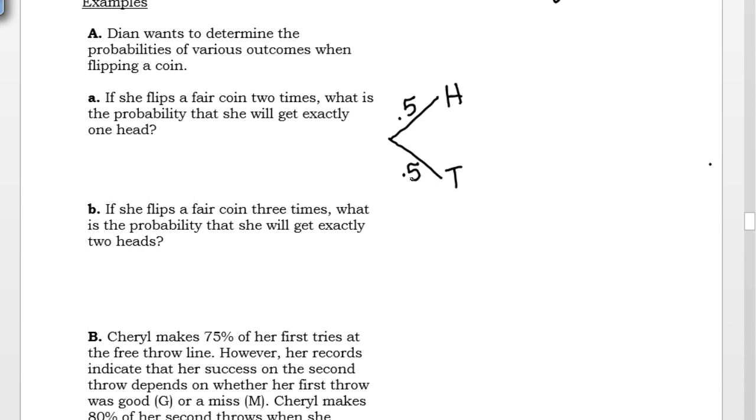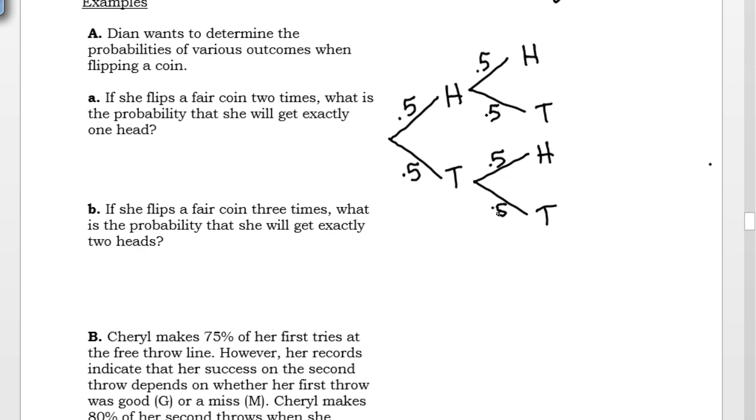So let's say you flipped a head and you're going to flip your coin again. You still have the same 2 outcomes. These are independent probabilities, so they don't change. It's still a 0.5 for each. Let's say you flipped a tail the first time. The second time around you still could flip a heads or a tails. You still have a 0.5 chance of each happening.